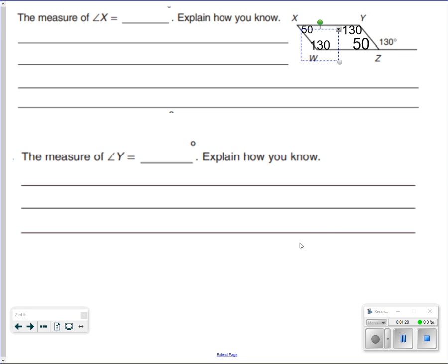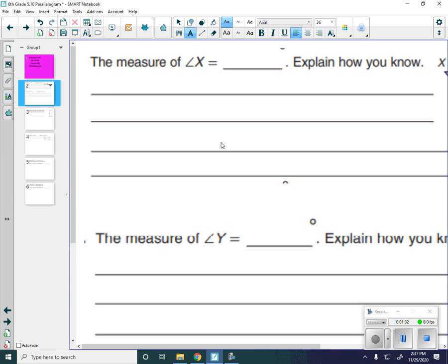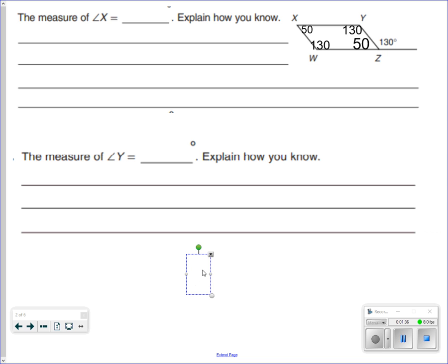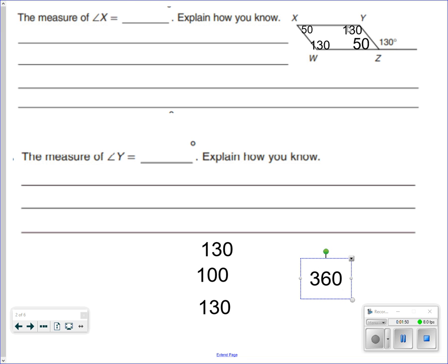Now, we can check our work to make sure that we're doing it correctly, because a shape with 4 angles in it equals 360 degrees. 50 plus 50 is 100, and 130 plus another 130 would be 260. If I add up all 3 of these numbers, I get a total of 360 degrees. So angle x equals 50 degrees.